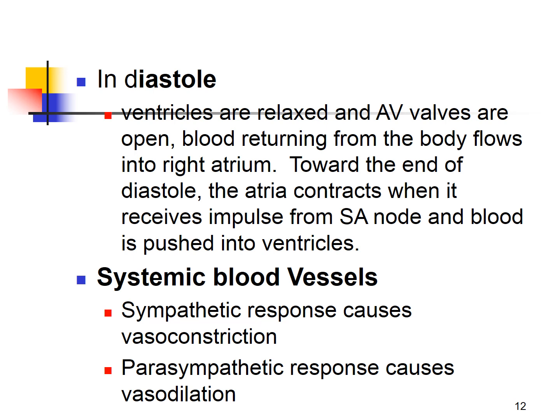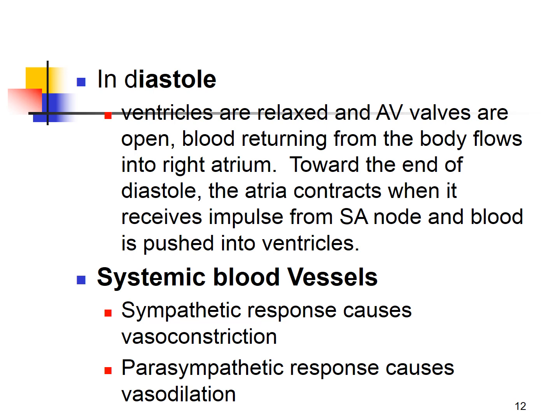So systole and diastole. Contraction is systole, diastole is relaxation. It's important for these two processes to take place. So the ventricles are relaxed and the AV valves are open. Blood returns from the body, flows into the right atrium, and then towards the end of diastole, the atria contract when they receive the impulse from the SA node, and the blood is pushed into the ventricles. The systemic blood vessels respond to sympathetic stimulation, which causes vasoconstriction, and parasympathetic, which causes dilation. So these two are also important.